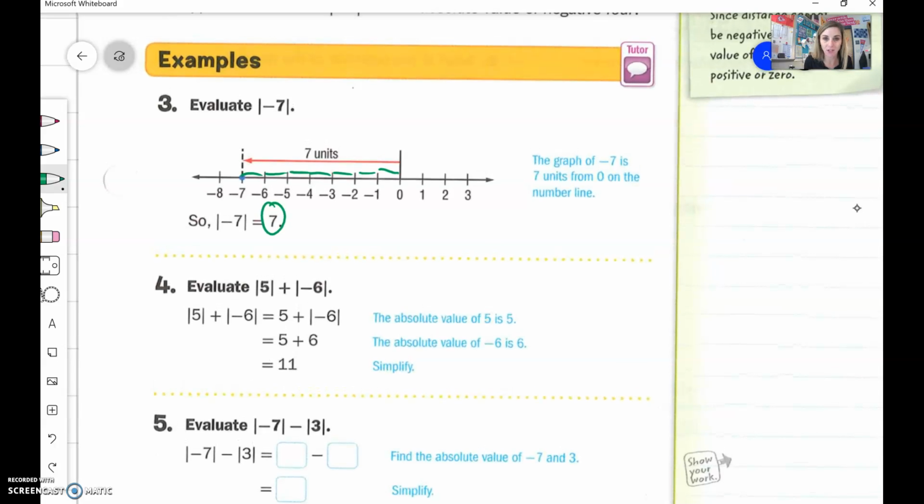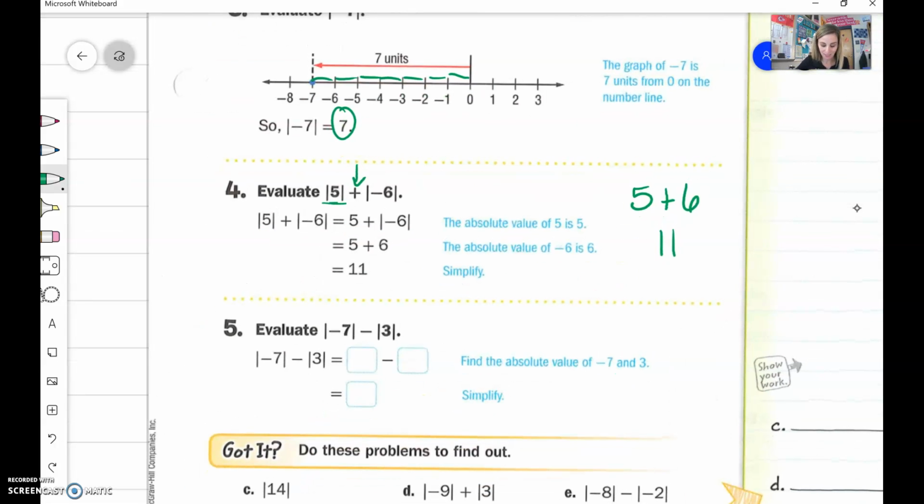It says evaluate. The absolute value of 5, what is the absolute value of 5? That is the distance from 0. It's 5. Plus the absolute value of negative 6. So how far away is negative 6 from 0? It is 6. So when I add 5 and 6, I get 11. Now we get to turn it into number sentences.